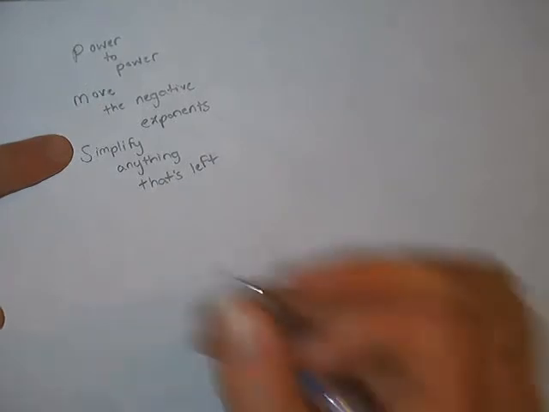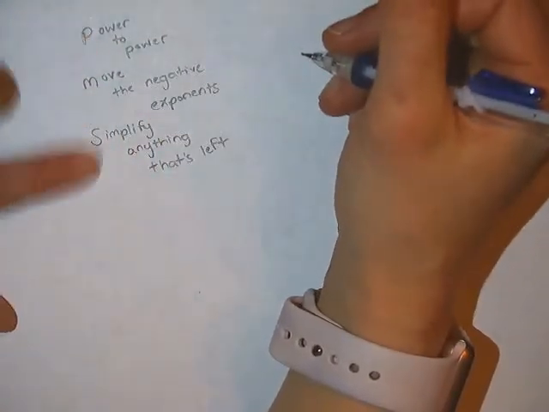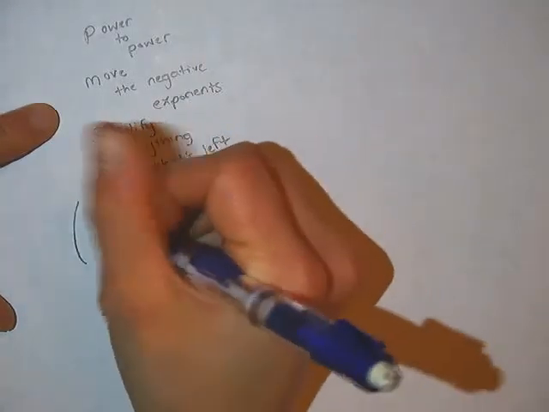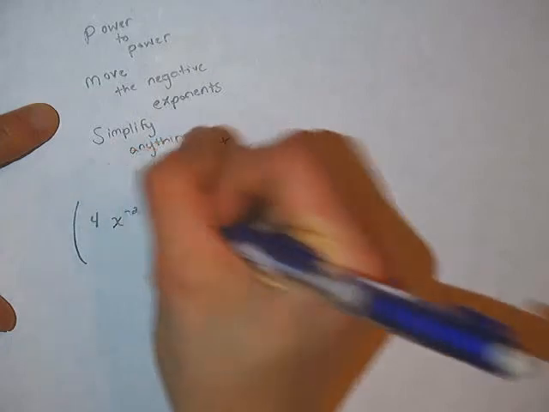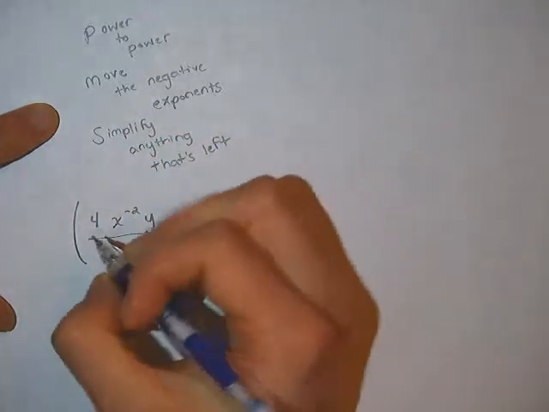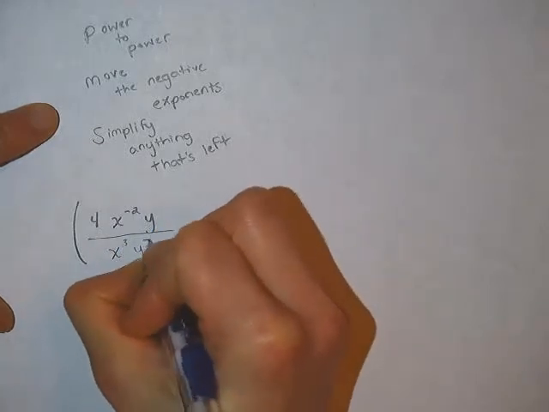All right. So let me show you a little bit of a harder problem so that I can show you how to use these. Okay. So let's say that we have 4x to the negative 2 power y, and then all of that is over x to the third y to the negative 1 power.